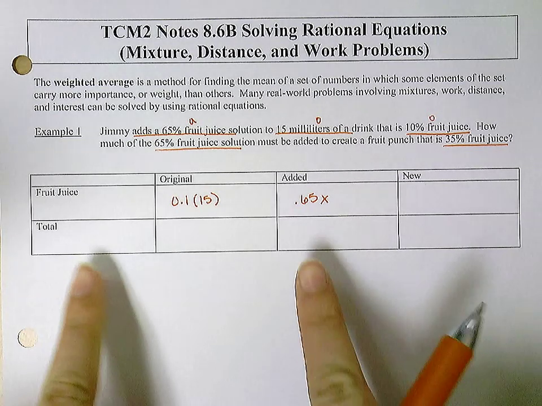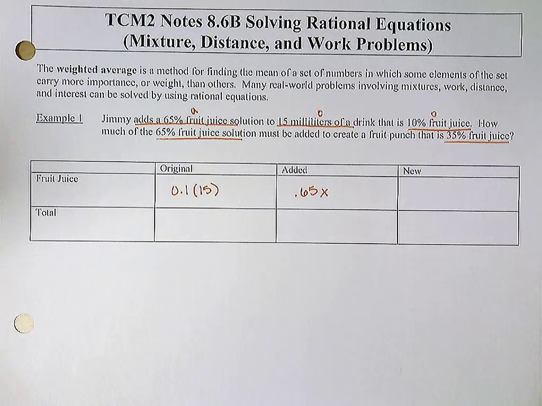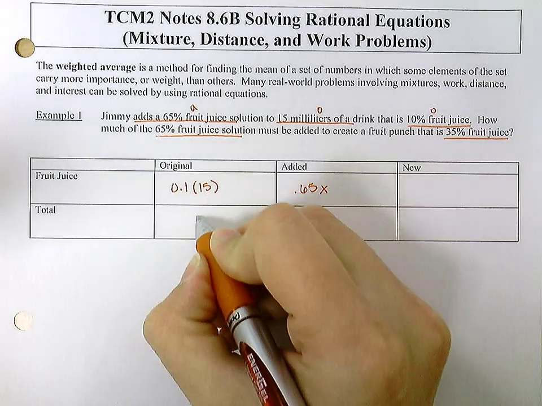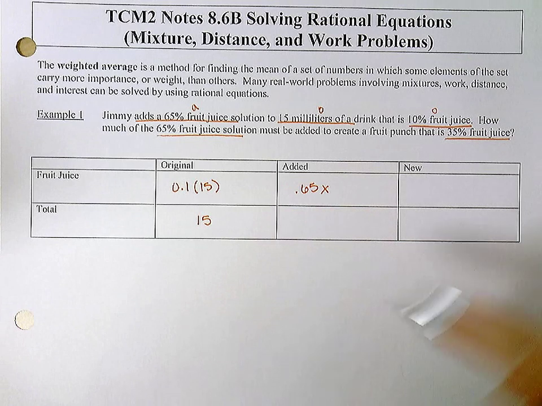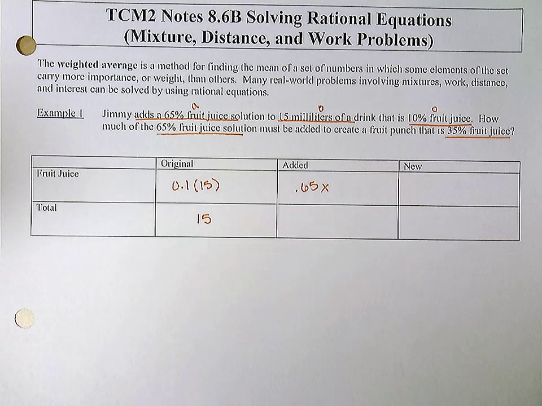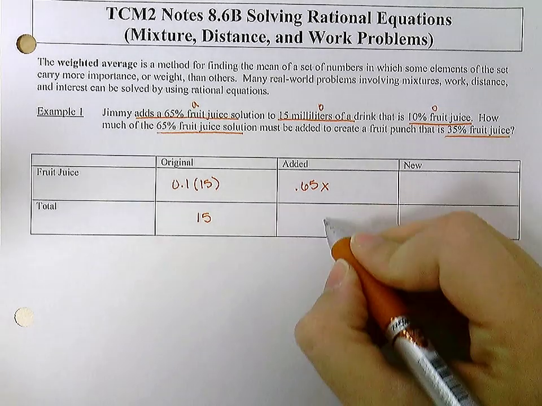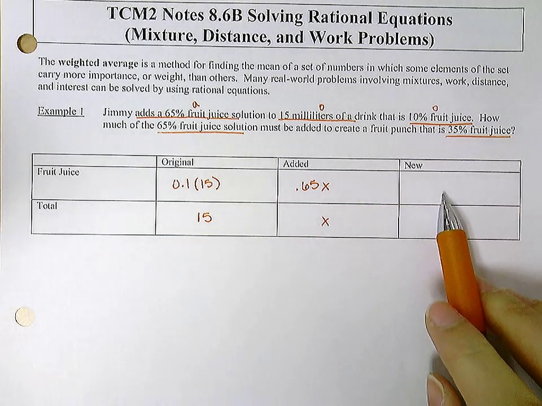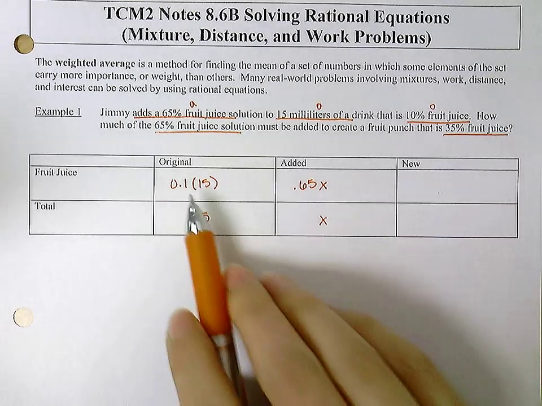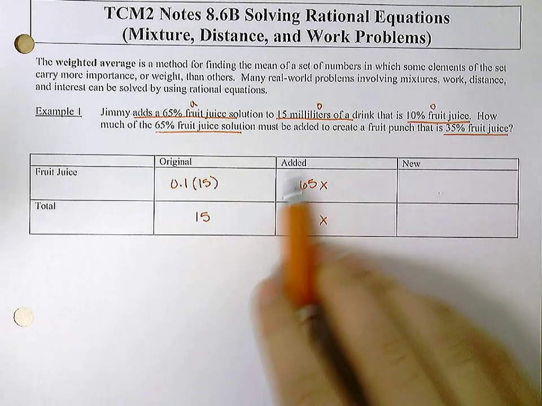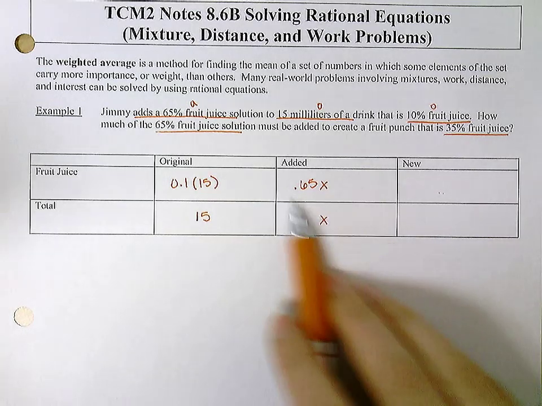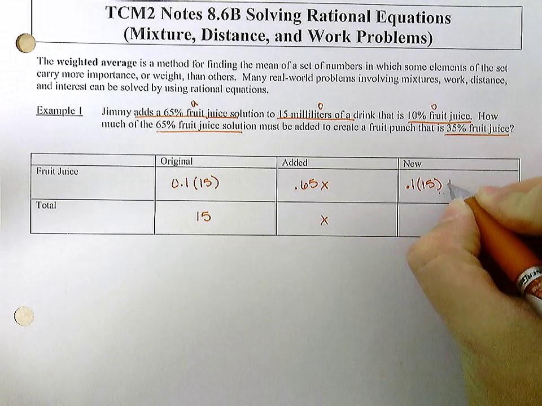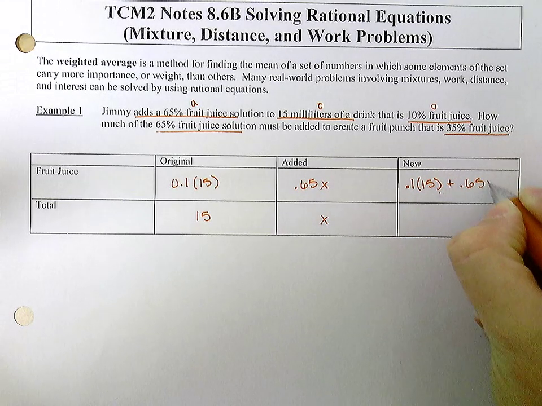Now the total at the bottom here is talking about the total milliliters in your solution. So how many milliliters were in the original? 15. Do we know how many milliliters we're adding in? No. So to get this new one here, I have to take the original and add in your new part here. So we have 0.1 times 15 plus 0.65 times x.